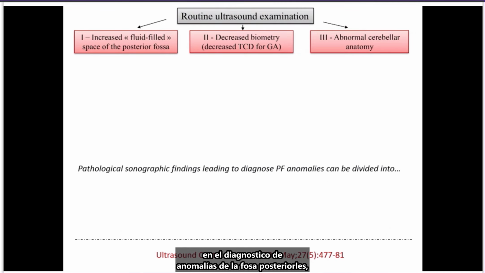So, in the vast majority of cases, the pathological sonography findings which lead to the diagnosis of posterior fossa anomalies can be divided into increased fluid space of the posterior fossa, decreased biometry, and abnormal cerebral anatomy. And we published an algorithm on how to differentiate this kind of anomalies. It's a global approach. Each case can be discussed separately in a multidisciplinary approach.